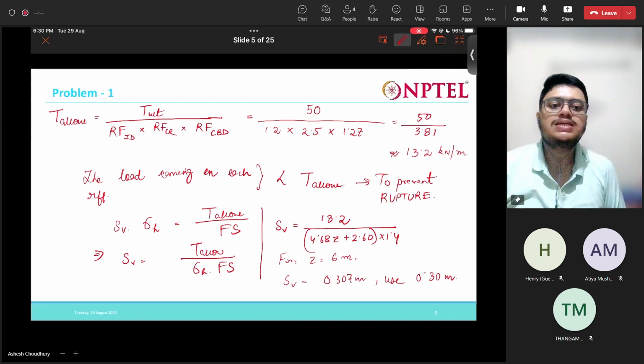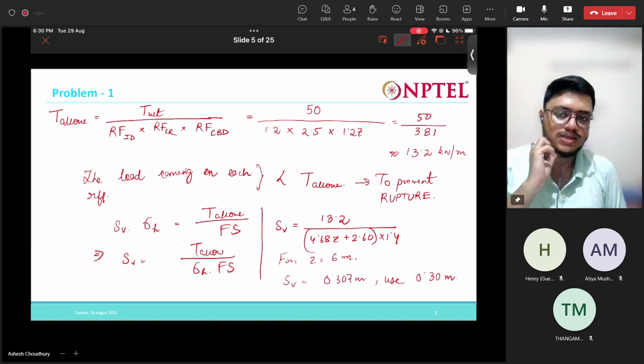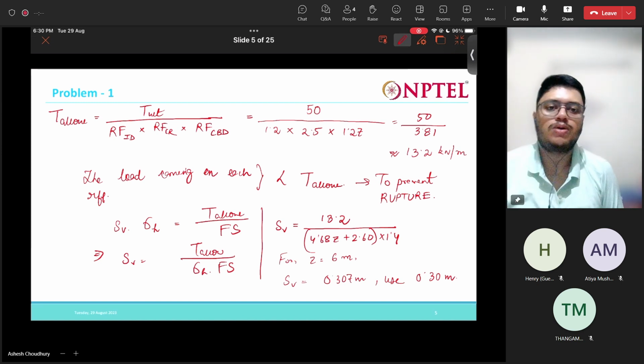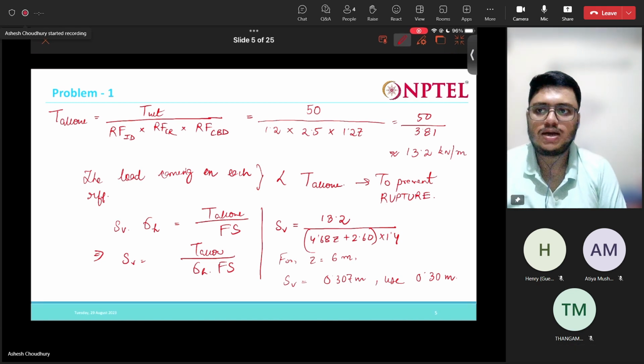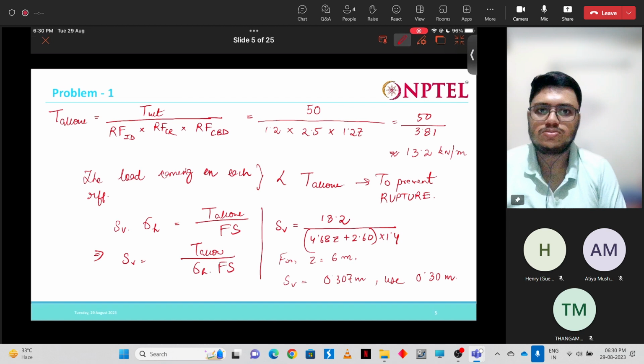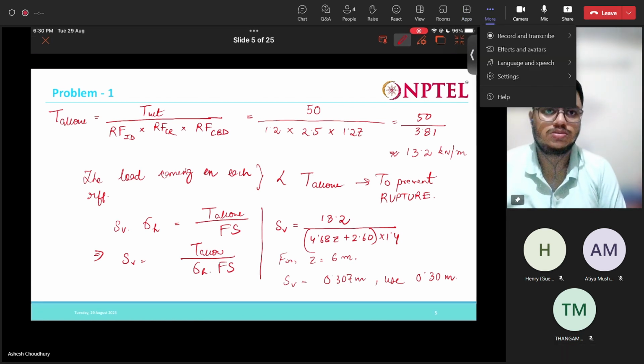We can increase this spacing from 0.3 meters, right? How to increase that? It is up to you. You have to adjust it according to you. That is completely up to you, how you want to adjust. All right, so we will be seeing how to do this.